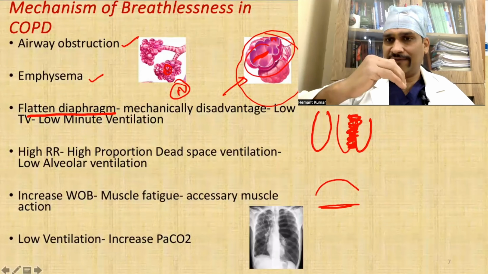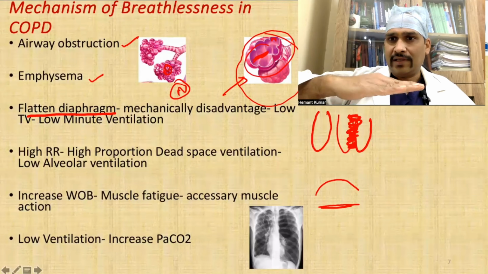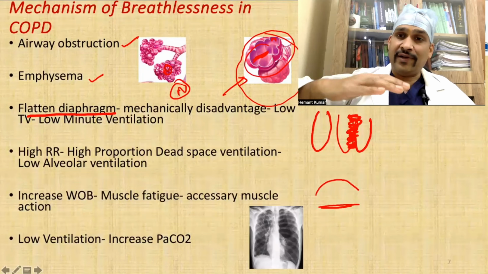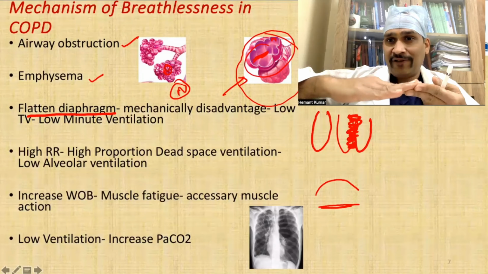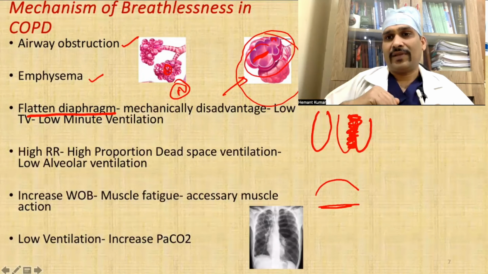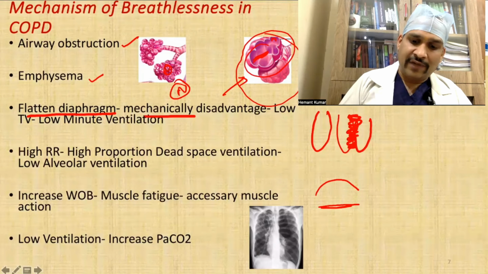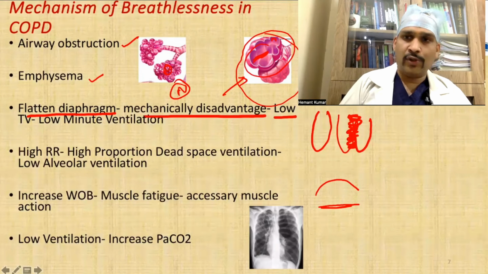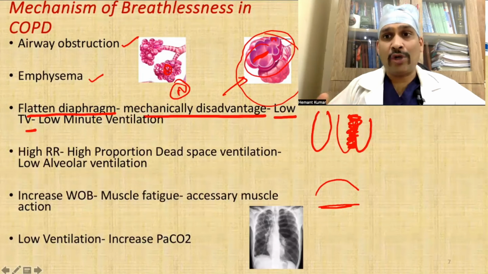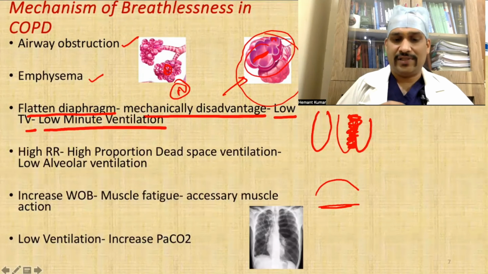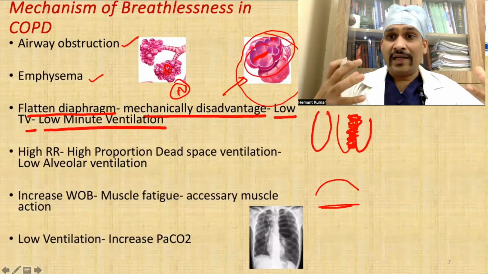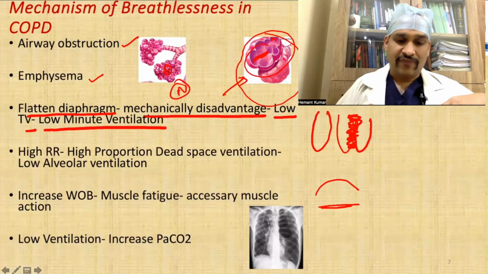Normally the diaphragm, while inflation, moves like this: inflation, deflation, inflation, deflation. But when the diaphragm is already flattened like this, it cannot expand further during inspiration. So that is called mechanical disadvantage. There is low tidal volume because the diaphragm is already flattened. It cannot accommodate more tidal volume. So it will cause low ventilation.